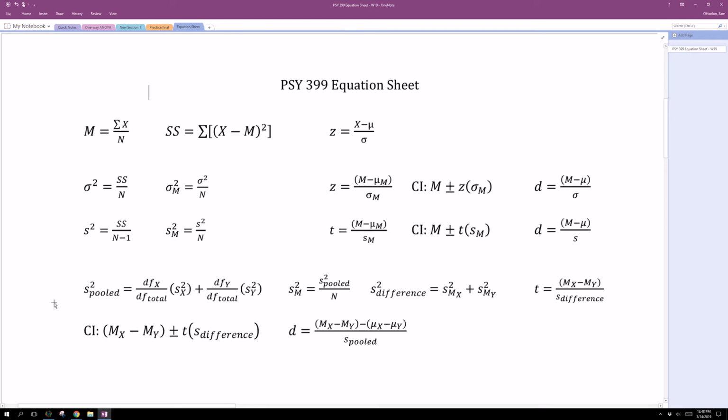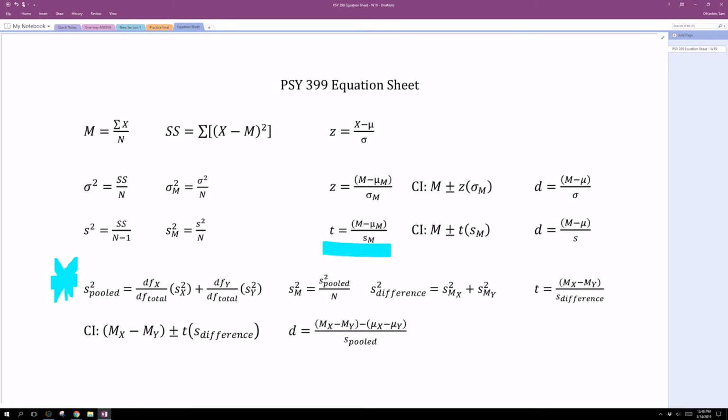Okay, moving on to the equations for the independent samples t-test or independent groups t-test. That's this line right here. That's that whole line. Okay. Before we do that, let's go back to this one really quick.